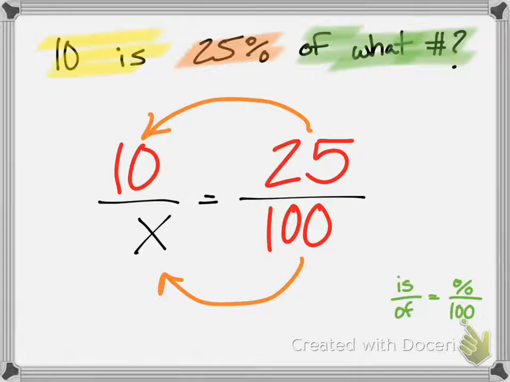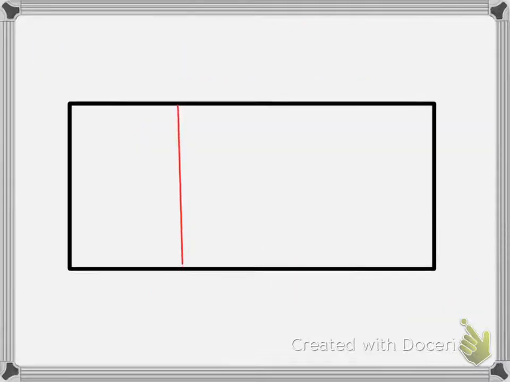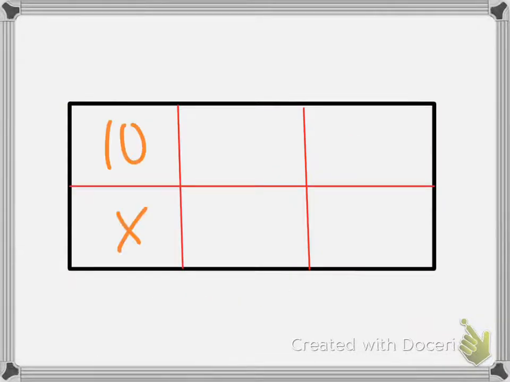I can't get from 25 to 10 easily. I have to simplify this. I'm going to write it out as a ratio table because it makes it easier to see. We know we're doing a double jump, so I do my double lines. I have 10 over X equals 25 over 100.